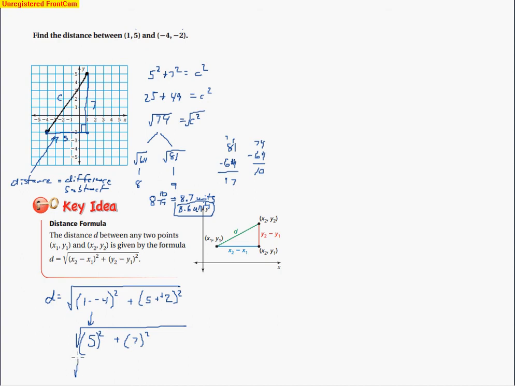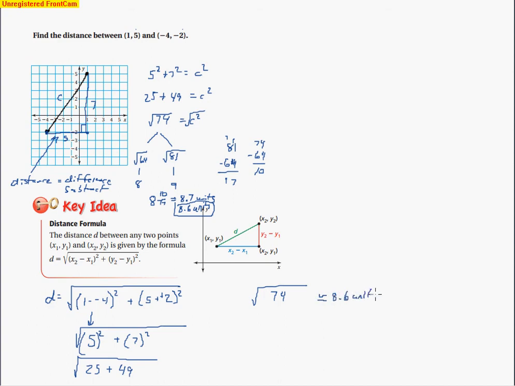You see how the difference between those two gives us the distance. From there, we could go ahead and do this work, 25 and 49, and then add those two numbers together, and we end up with the same value, 74. You see how that is the distance between the 2 points. And that's the same thing we got here, which we said was pretty close to 8.6 units.